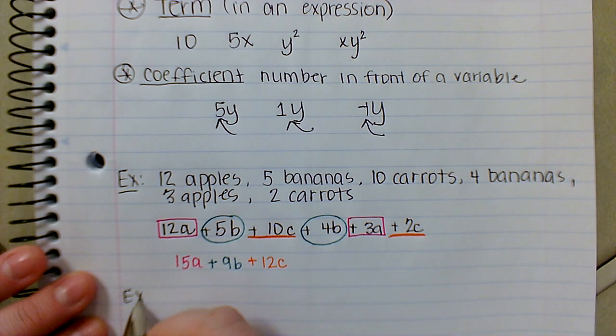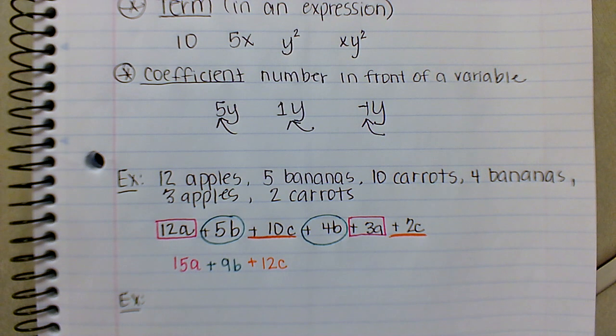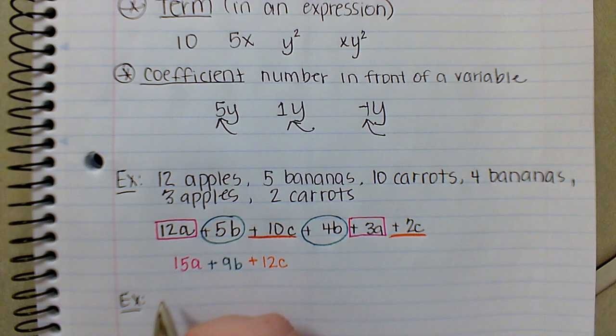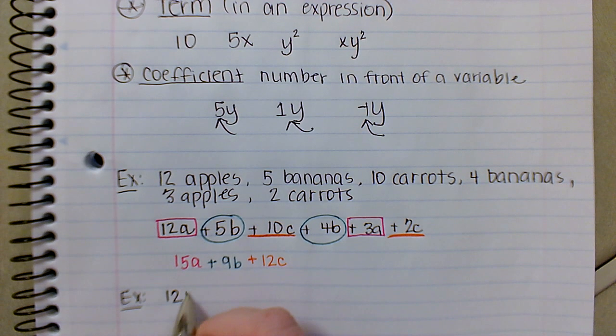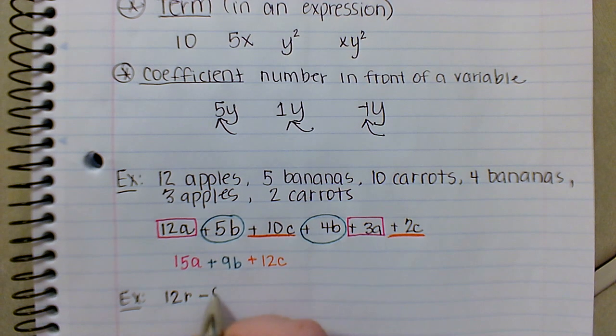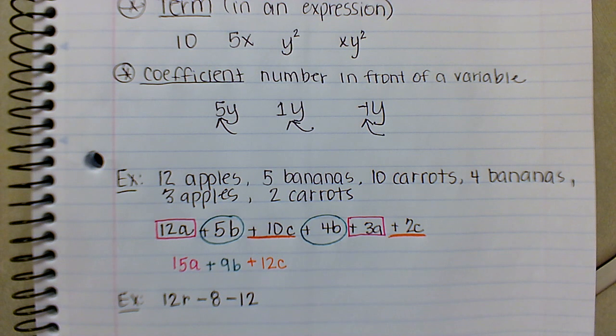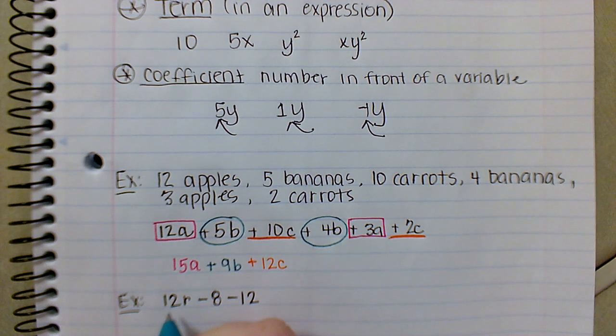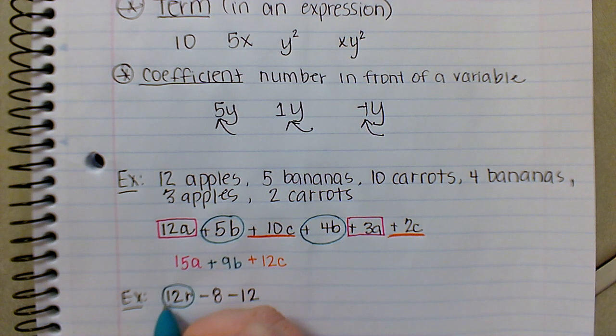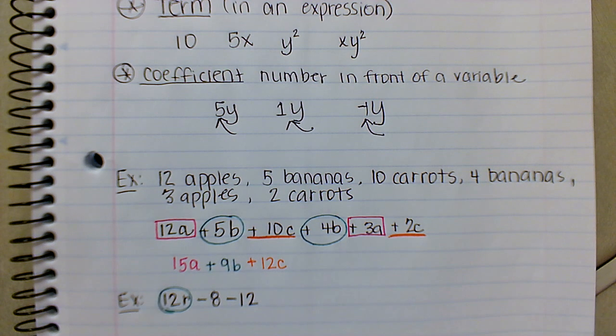Alright, let's look at one more example, and then we're going to talk about the difference between like terms and unlike terms. But if I said 12R minus 8 minus 12, what are my like terms? How many R's do I have? 12, and it's just that one, right? Okay. I'm going to circle it. Alright, what about this? I have minus 8 minus 12.